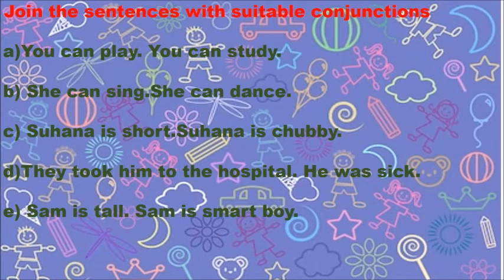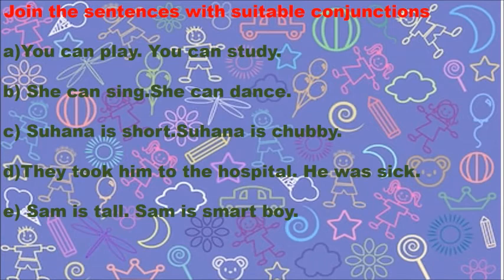Alright children, in this slide they have asked you to join the sentences with suitable conjunctions. There are 5 sentences. You have to use the correct conjunctions in the sentences. Look at the first one. You can play, you can study. B. She can sing, she can dance. C. Suhana is short, Suhana is chubby.